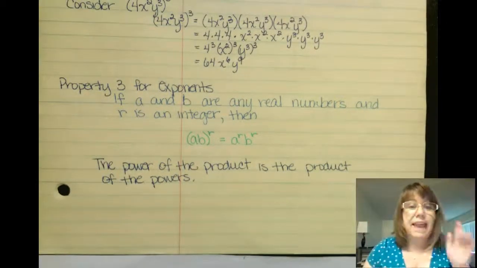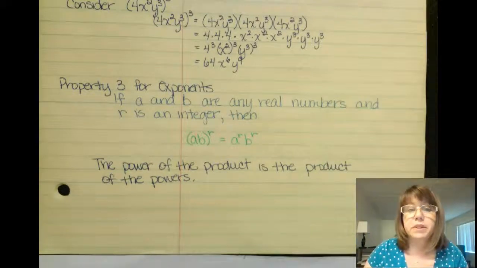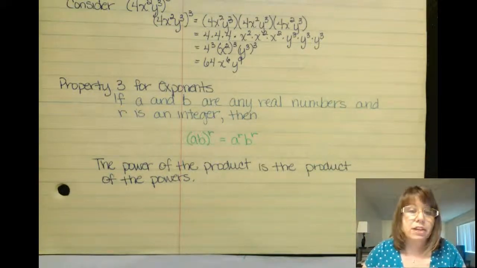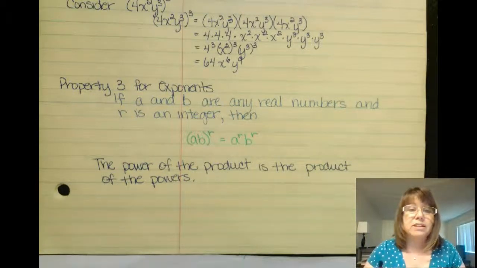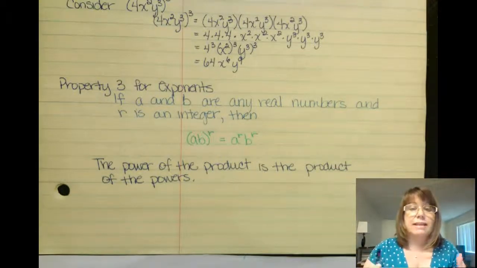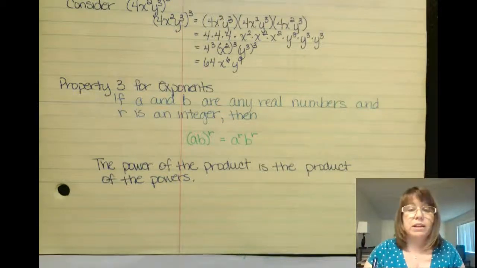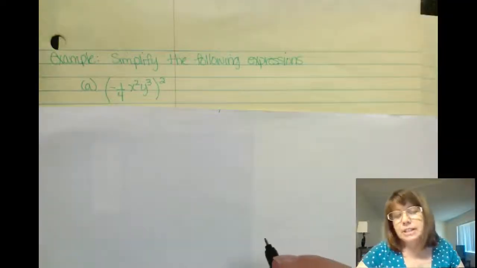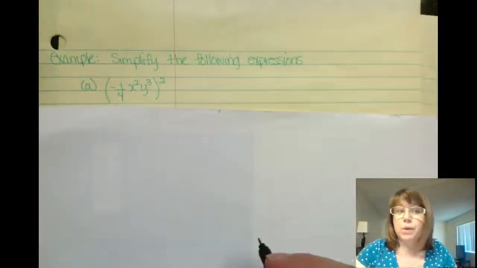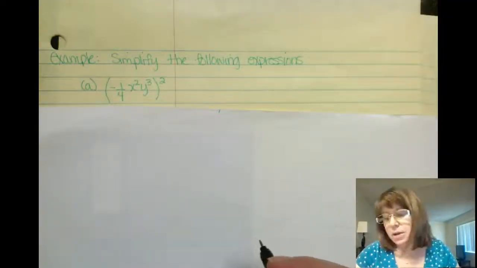Property 3 is if a and b are any real numbers and r is an integer, then when we raise the product ab to a power, it is the product of the powers. In other words, ab raised to the r is a to the r times b to the r. The power of the product is the product of the powers.